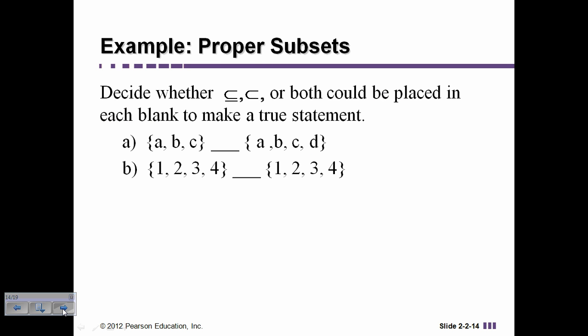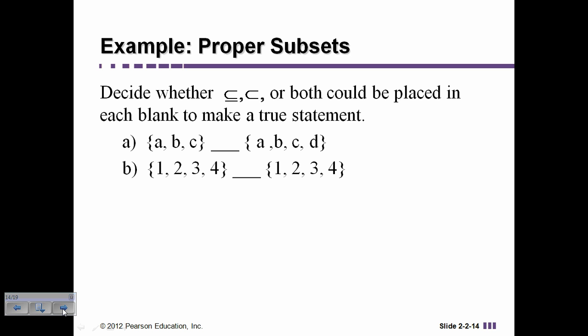So let's look at this one. Let's see if these sets are subsets of each other, proper subsets of each other, or both, which could happen. So remember, to be a proper subset, not only do they have to have the same elements, but they also cannot be equal to each other.